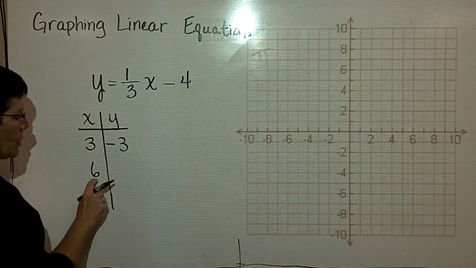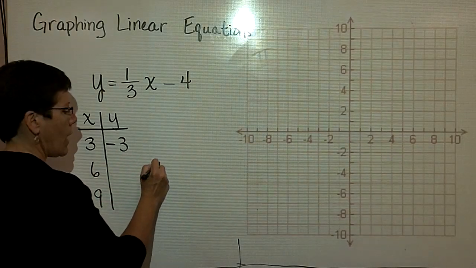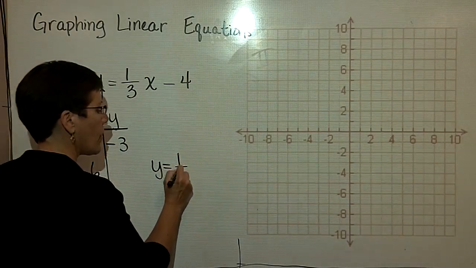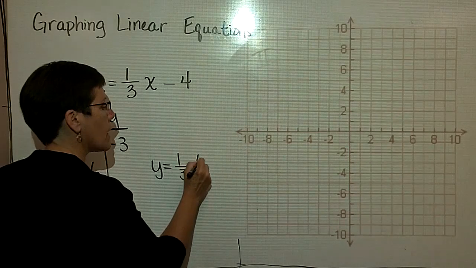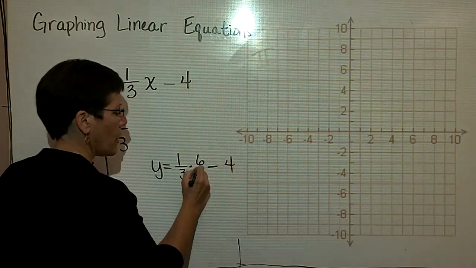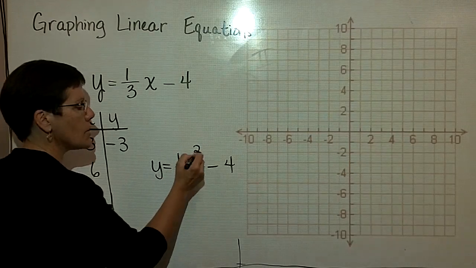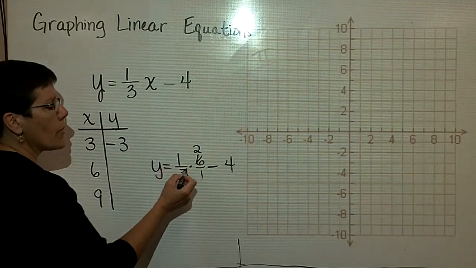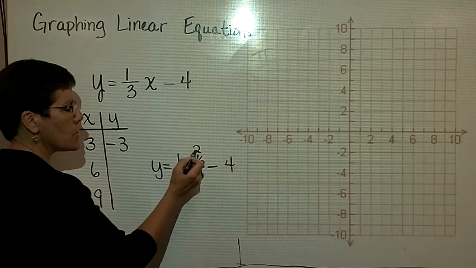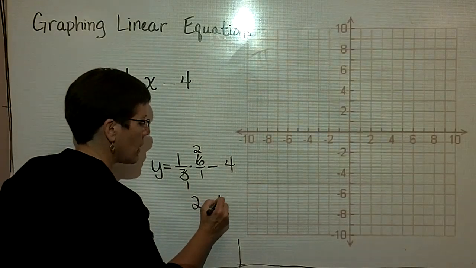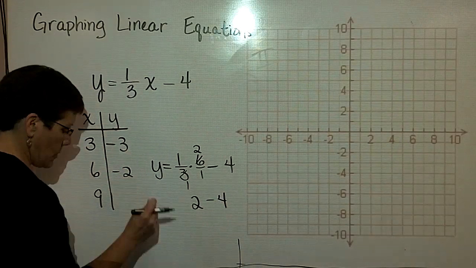Let's do this again with a 6. So y is 1/3 times 6 minus 4. That 6 is 6/1, and this reduces. It's easiest to do that first. 1/3 of 6 is equal to 2. 1 times 2 is 2, and 2 minus 4 is a negative 2.